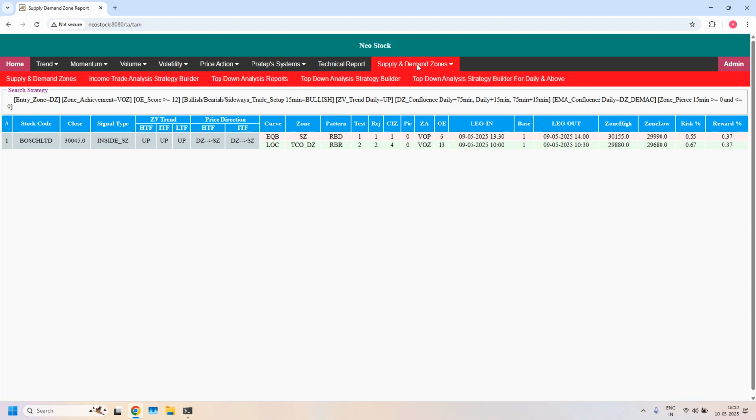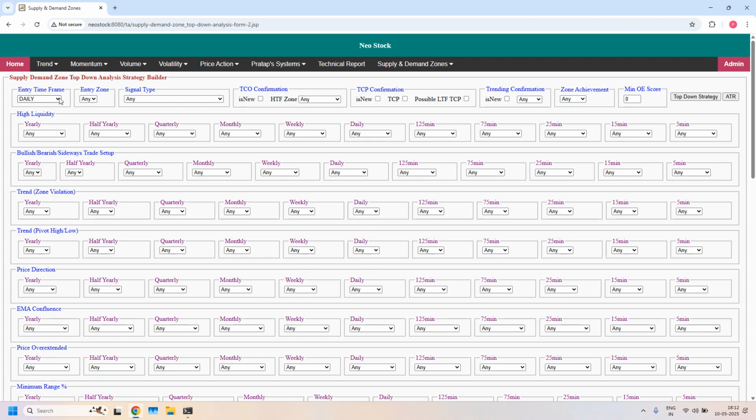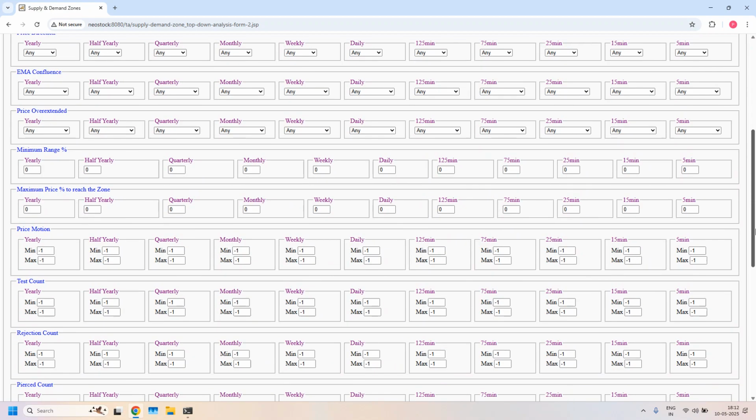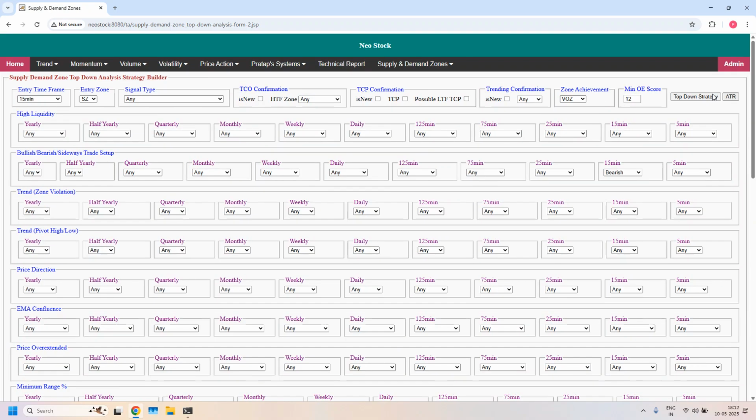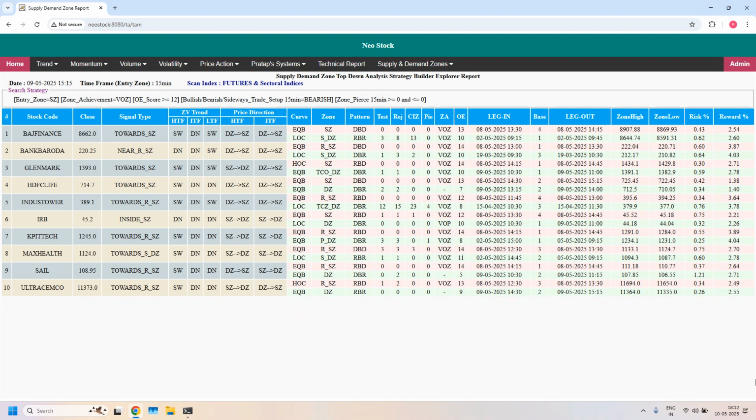Next, bearish trade setup for daily income trade. Entry time frame is 15 minutes. Entry zone, supply zone, bullish, bearish or sideways trade setup at 15. So I am selecting bearish. Zone achievement violated opposing zone, minimum order enhancer score 12, and also pierced count at 15 minutes time frame. Minimum value 0, maximum value 0. With these filters, we got 10 stocks.